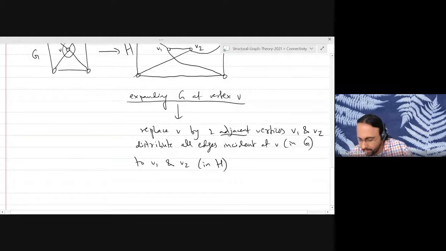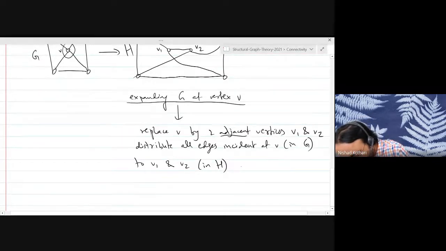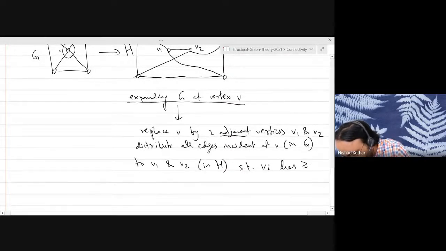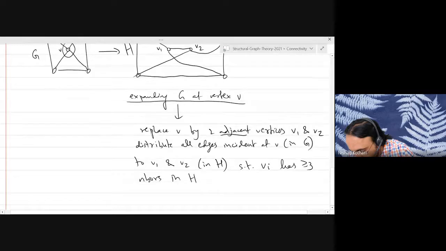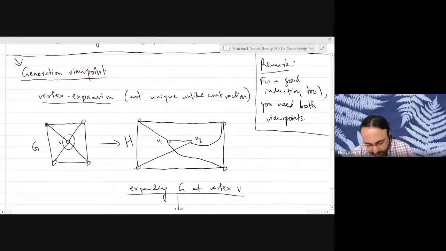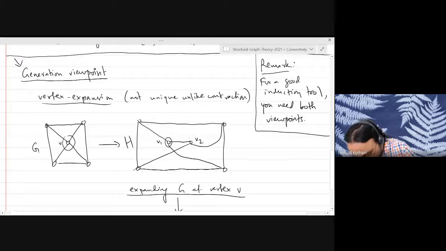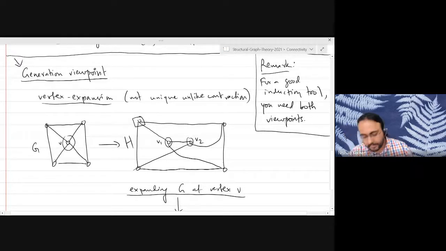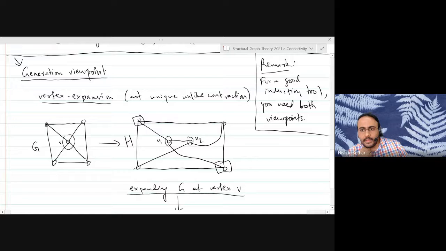Good. And we will ensure that each of the vertices V1 and V2 has at least three neighbors in the final graph H. This three neighbors includes the other vertex, V1 or V2. So if you look at V1, its neighbors include V2 by definition. Apart from that, it has at least two other neighbors. So in total, it has to have at least three distinct neighbors because otherwise your graph will not be three connected.